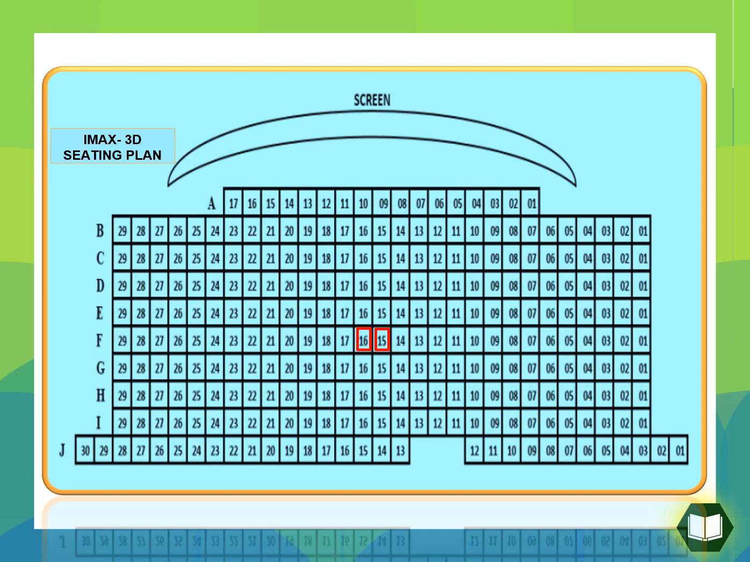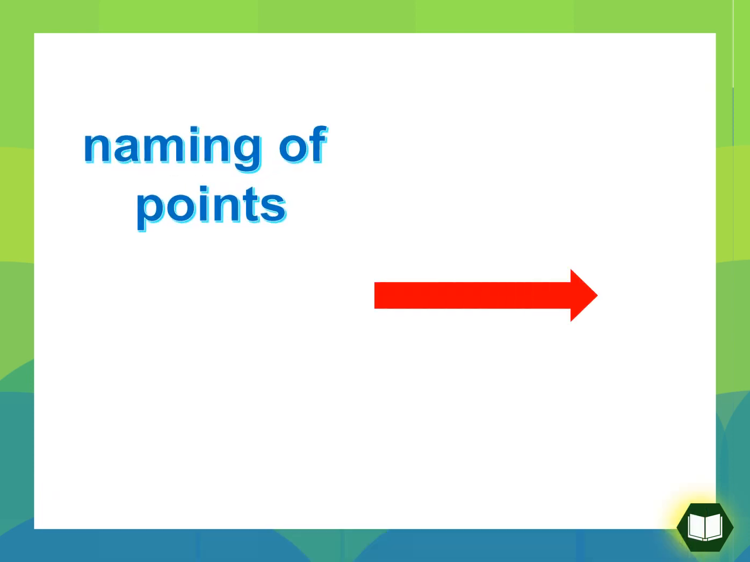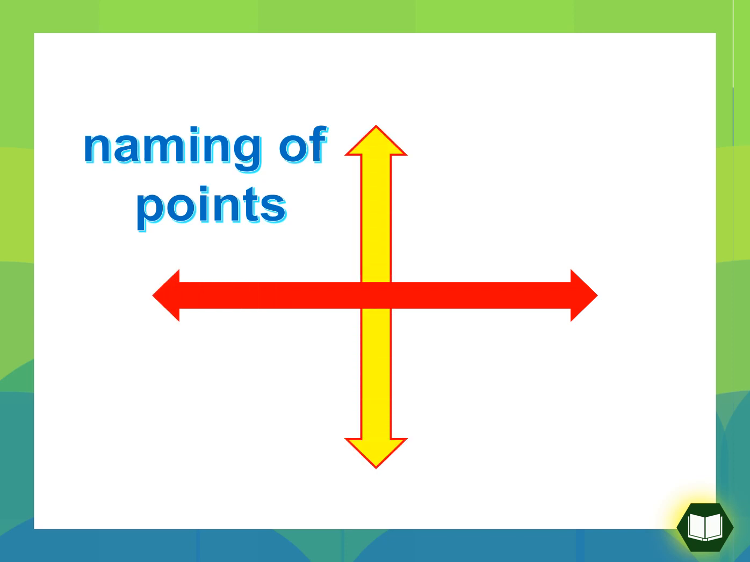The same idea applies to naming of points. One coordinate indicates the right or left. The other indicates up or down.